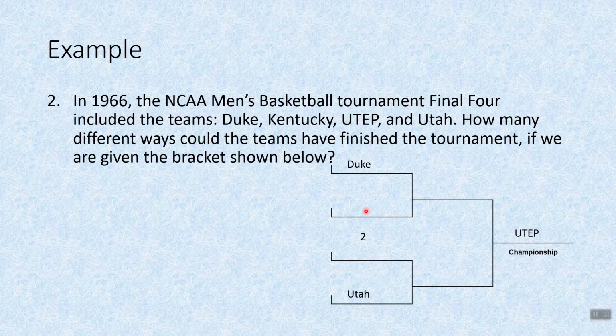Well, then UTEP would be here, and UTEP had to have won. So either way, we're going to have 2 choices for one of the blanks and only 1 choice for the other. These are steps, right? Final 4, and then semifinals, and finally the championship. So we'll multiply these numbers together to give us the answer of 4 different ways we could fill in the bracket from this point, including Duke, Kentucky, UTEP, and Utah, showing UTEP the 1966 men's basketball championship.